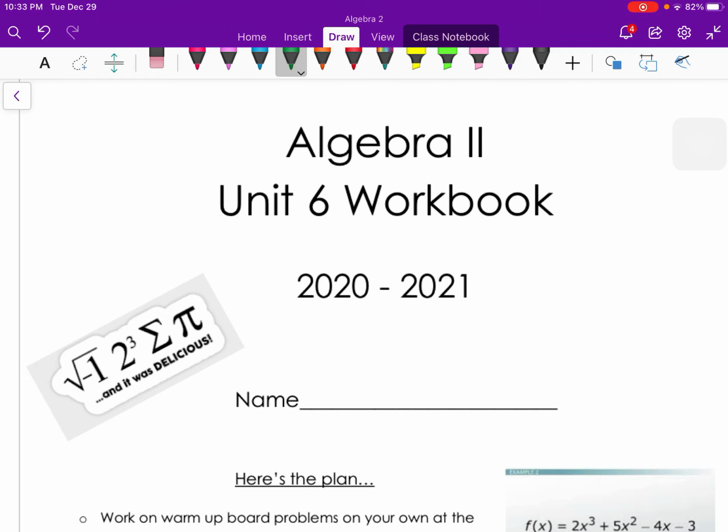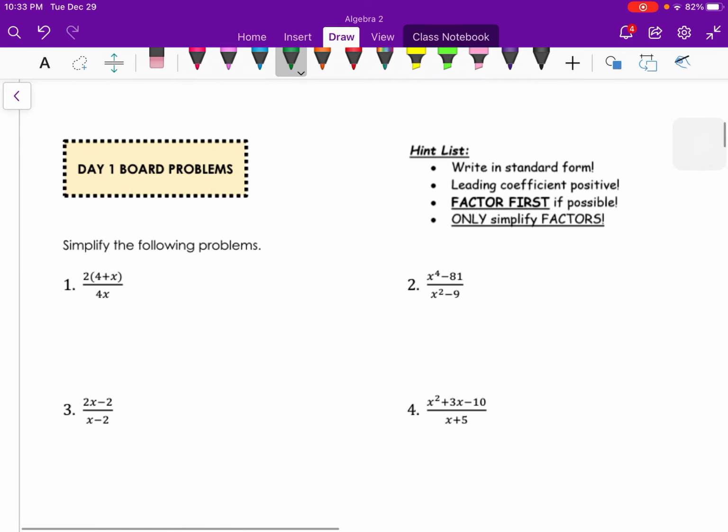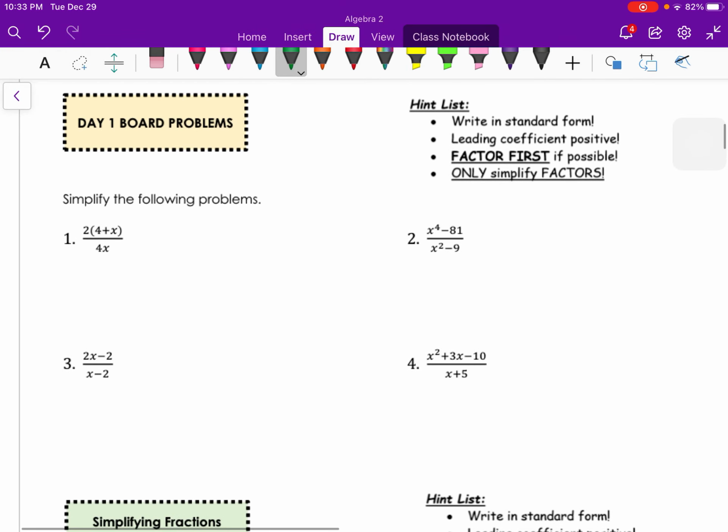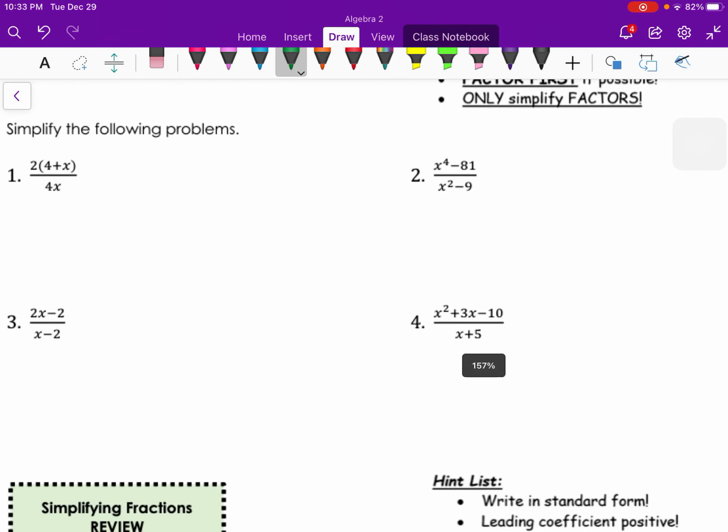So this is found in the Unit 6 workbook. I'm going to start with the simplifying Day 1 board problems, simplifying the following.